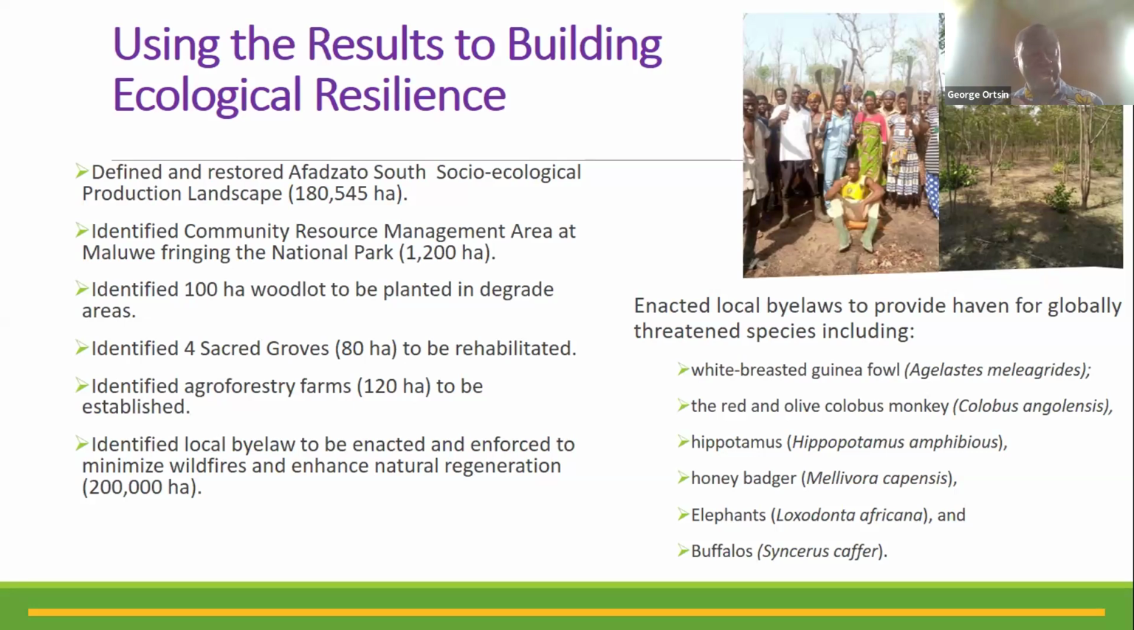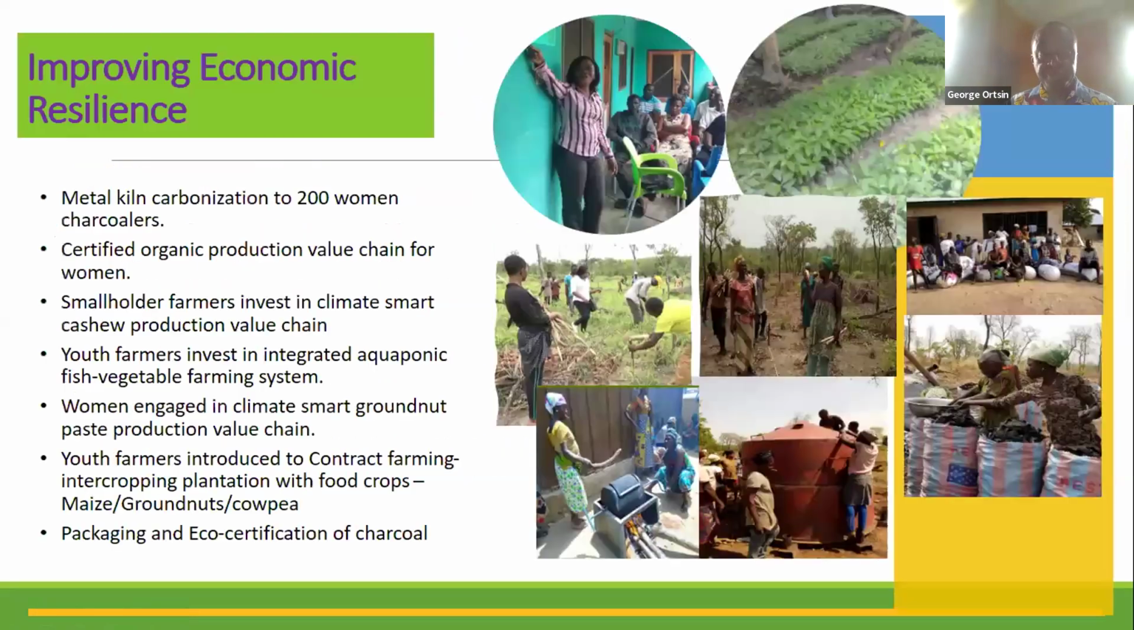And then we identified agroforestry farms that need to be established, and also the need for local bylaws so that we can regenerate the area. It was agreed that we enact laws to protect these endangered species: the white-breasted guinea fowl, the red and olive colobus monkeys, hippos, honey badgers, elephants, and buffaloes. So this was the outcome of all these discussions that we had at the workshop.